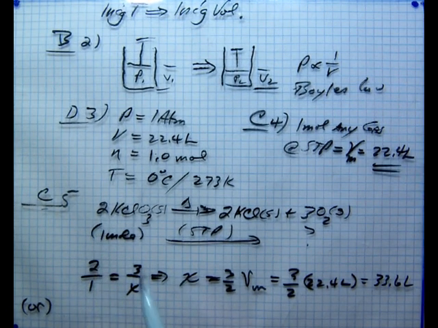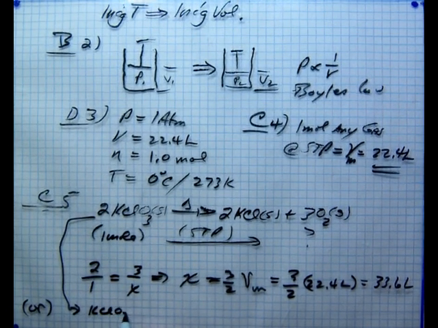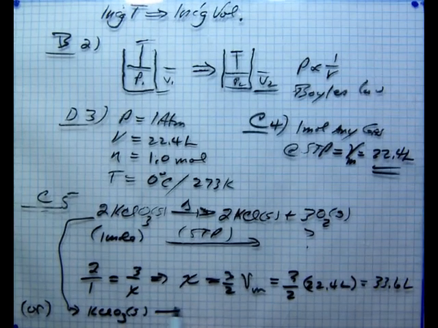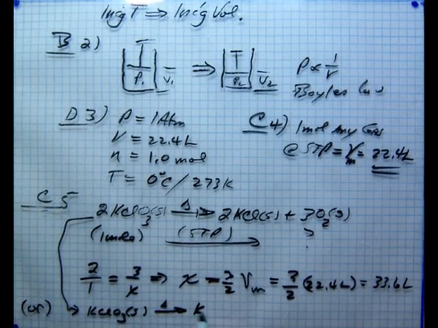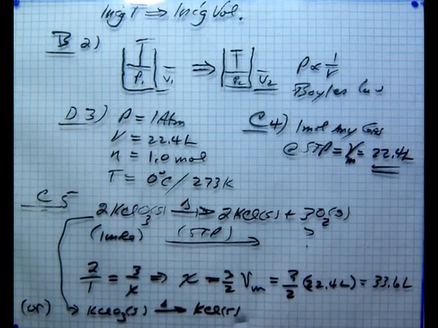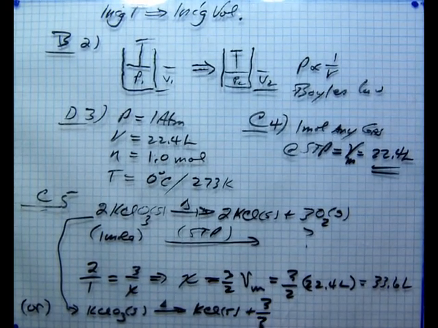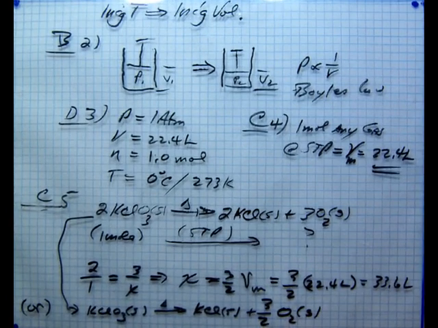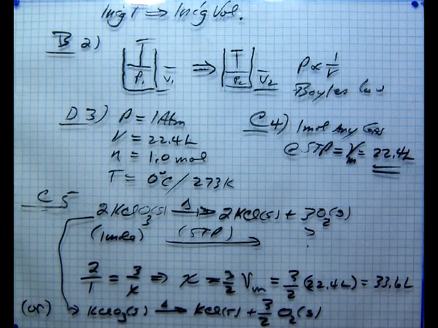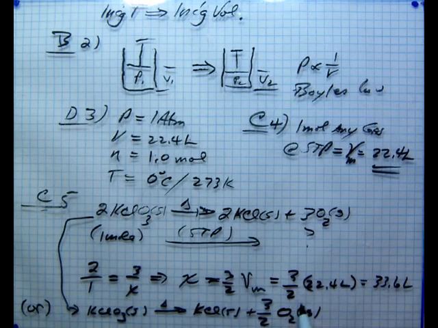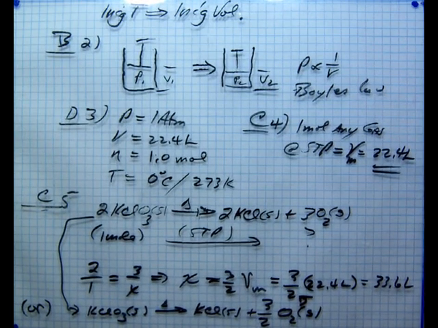Everybody good? Okay, so what happens is I have KClO3 goes to KCl plus 3/2 O2 gas. Well, I got 3/2 moles. If it's at STP, how do I get the moles based on the standard mole value? It's 3/2 of 22.4.